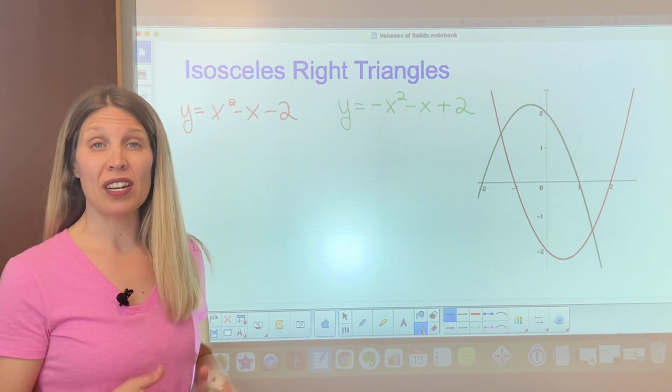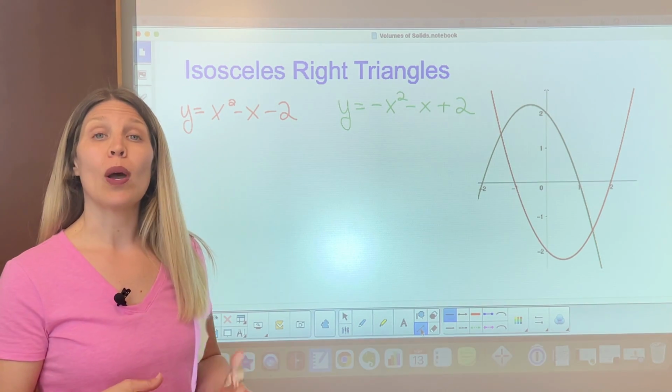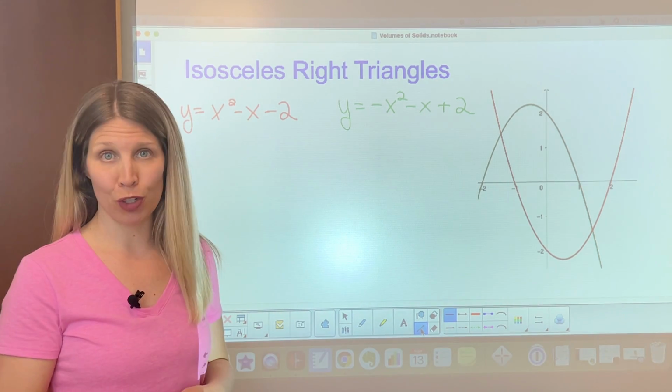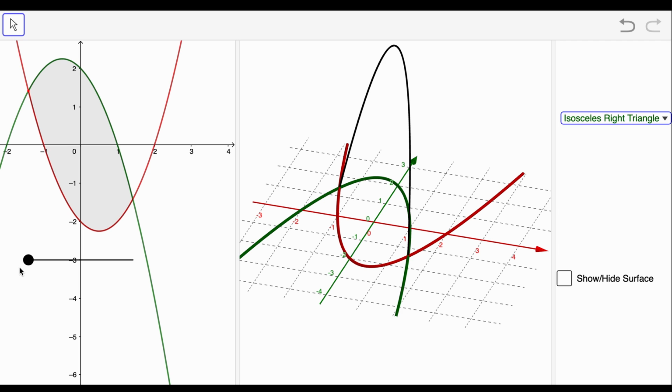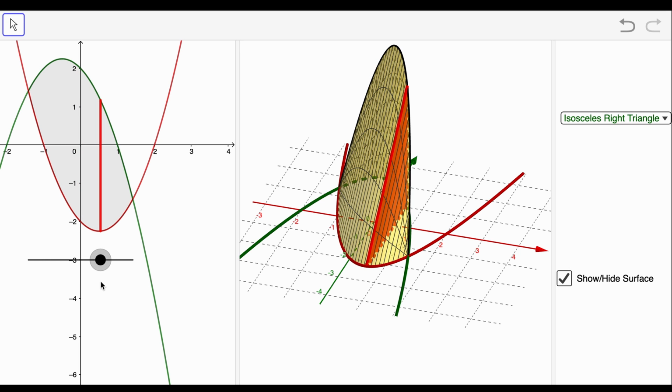Now let's do an example with an isosceles right triangle. So again, same two functions. Let's go ahead and look at the 3D image so you can see what this looks like and the volume it's creating. Okay, now we're doing isosceles right triangle. So again, I'm going to slide the isosceles right triangle all the way along the x-axis so you can see the shape that this right triangle is creating. And now let's take a look at that volume shape. So here's the volume shape created when we are sliding this isosceles right triangle between those two curves.